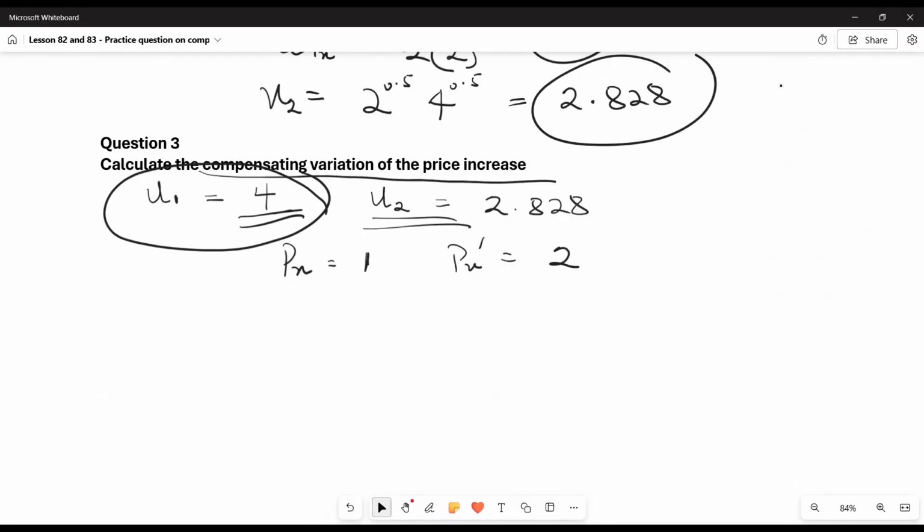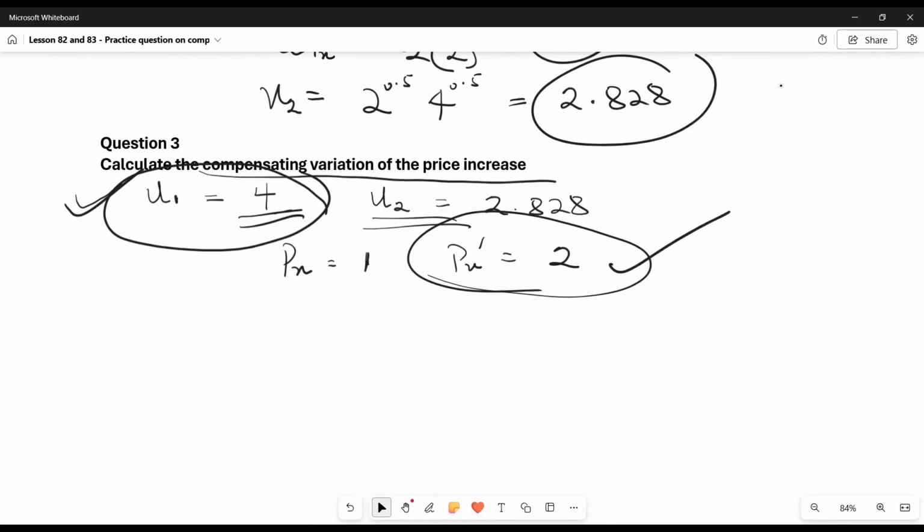All we are going to do here is to calculate this amount of money that we will need to give Peter to keep him on indifference curve with utility level 4 despite the change in price to 2. To compute the compensating variation, we need to keep Peter at his old level of utility with the new prices.